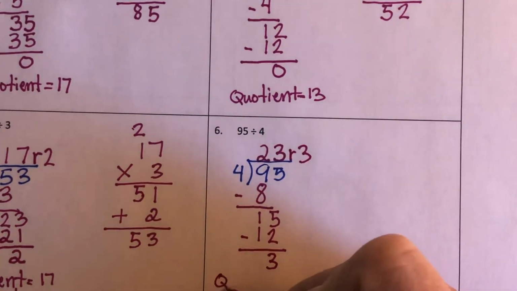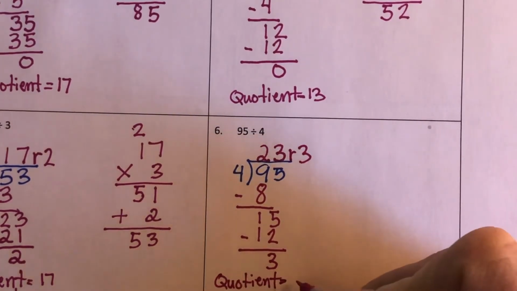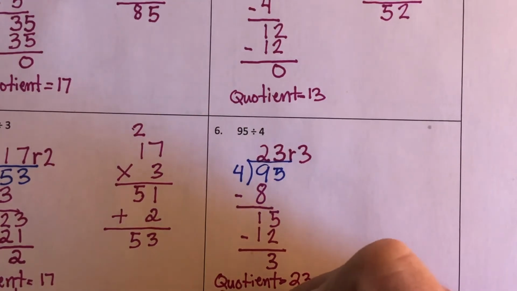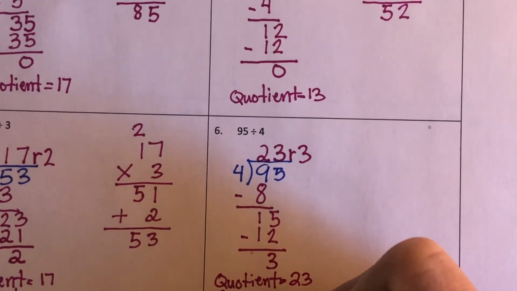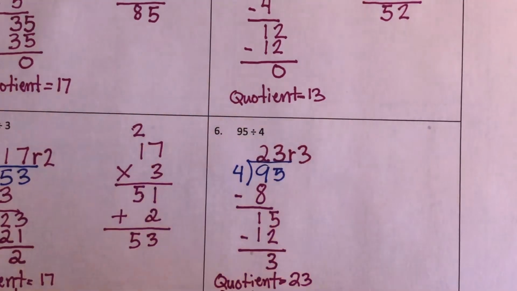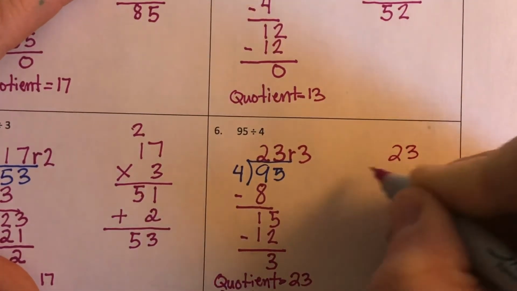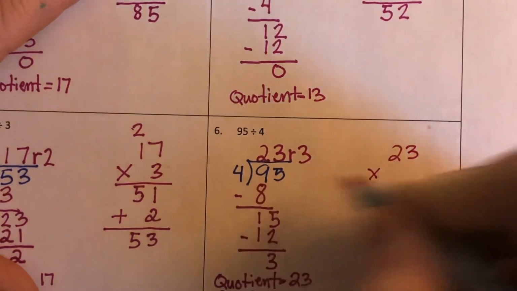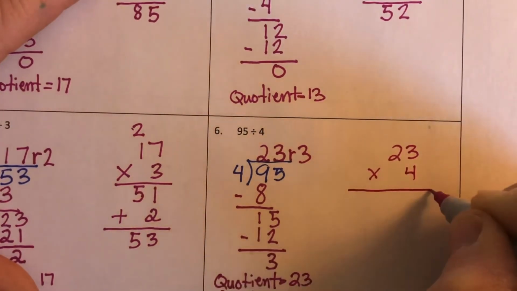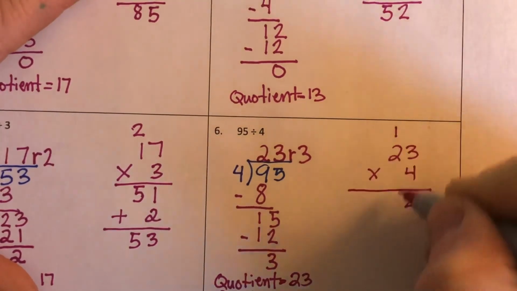So my quotient equals 23. And my remainder equals 3. Now check this with multiplication and addition. So start with your quotient, which is 23. I multiply by my divisor, which is 4 on the outside there. 4 times 3 is 12. Put down the 2, carry the 1. 4 times 2 is 8, plus 1 is 9.